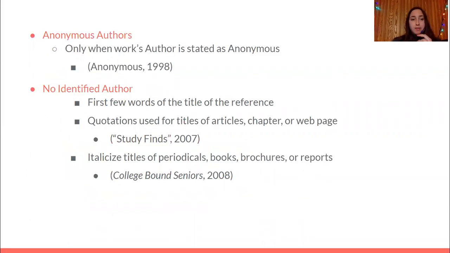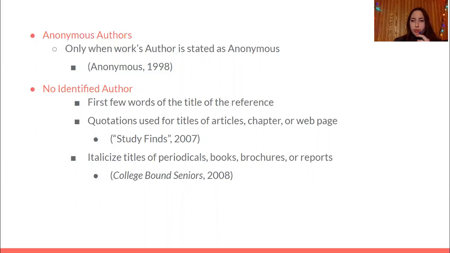All right, if you have anonymous authors, like I talked about before, if anonymous is directly listed on the source material, then just use that as if it were the author's last name. If there is no identified author, then you're going to be switching to titles again, like I talked about before.